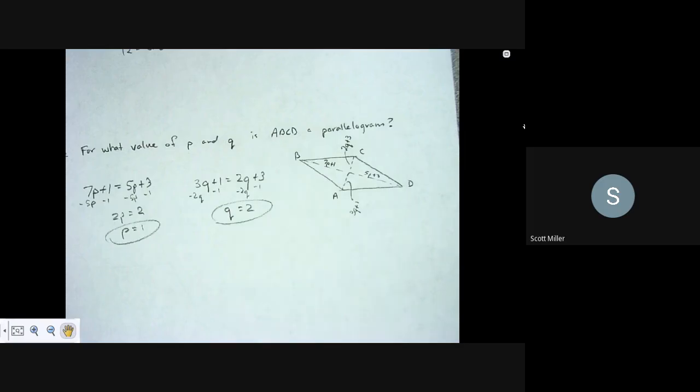Okay, so that ends this lesson on parallelograms, and we will do more problems together in class.